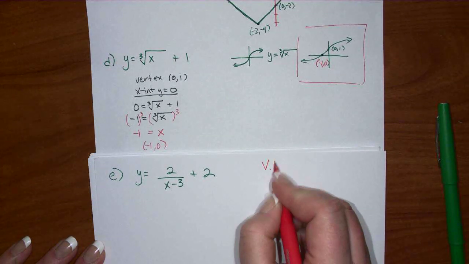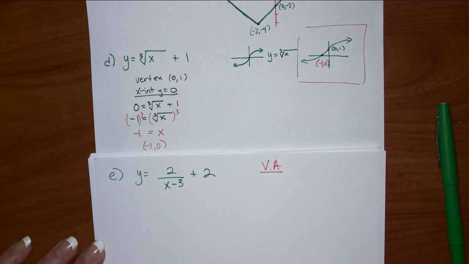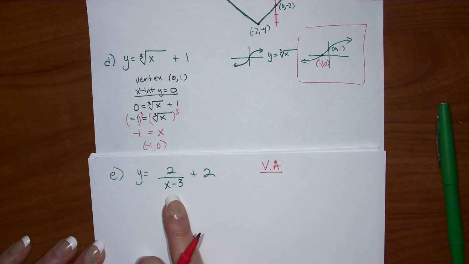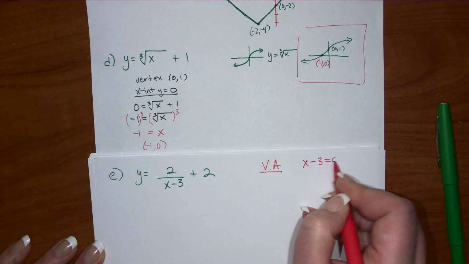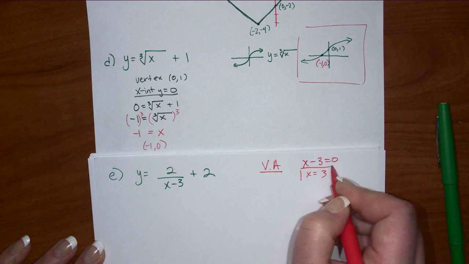So the vertical asymptote is the restrictions, because it's a fraction, so whatever the restrictions are on the domain, those are the numbers that don't work. When we have a fraction, the number that does not work is what makes the bottom 0. So we'd say x minus 3 equals 0 gives us x equals 3. That's the vertical asymptote.